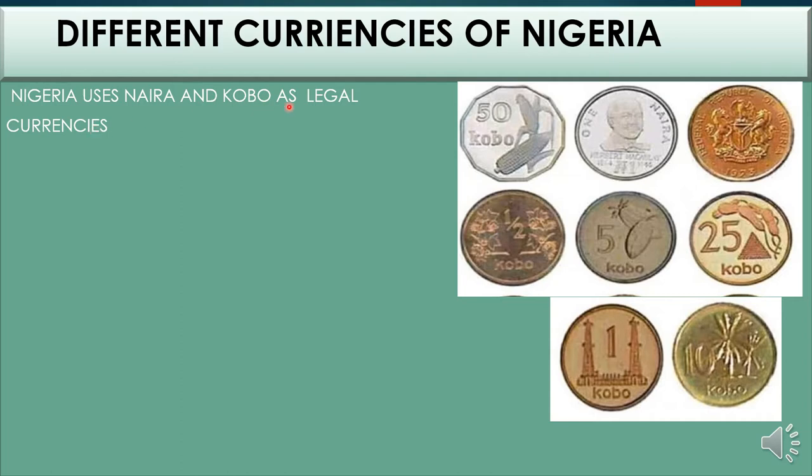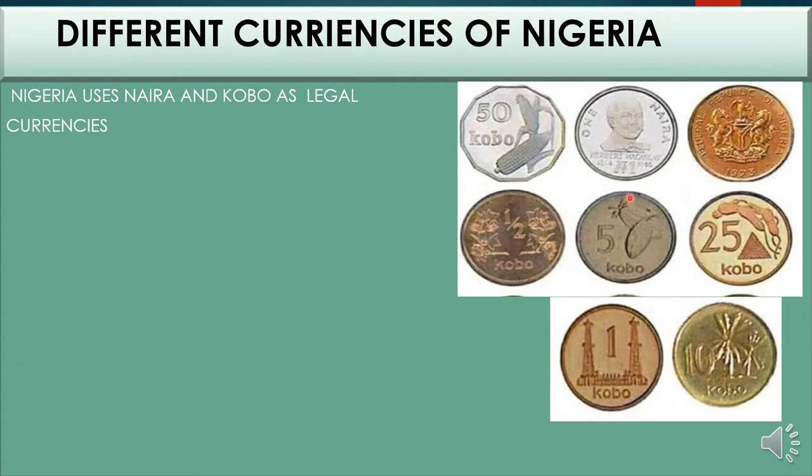Okay? Now here we can see, it's boldly written. We have our 50 Kobo. Here we can see the 50 Kobo, right? Here we can see 1 Naira. Here we can even see half a Kobo. And here we have our 5 Kobo. Here is our 25 Kobo. Here is our 1 Kobo. And here is our 10 Kobo.